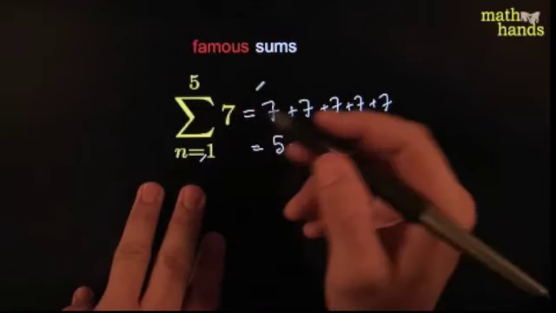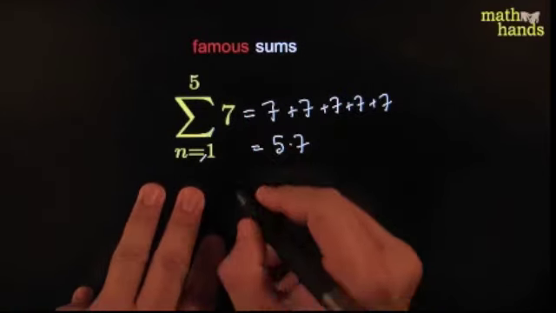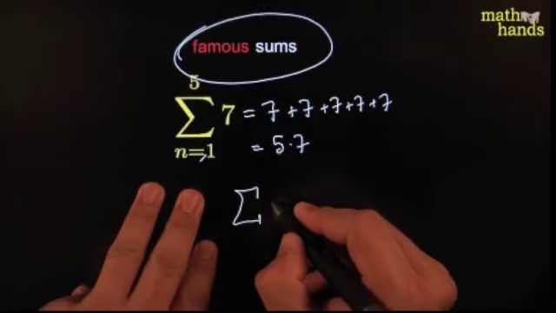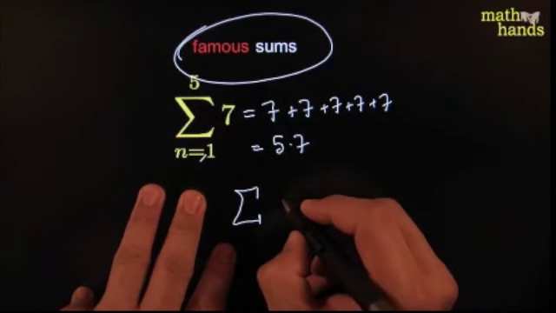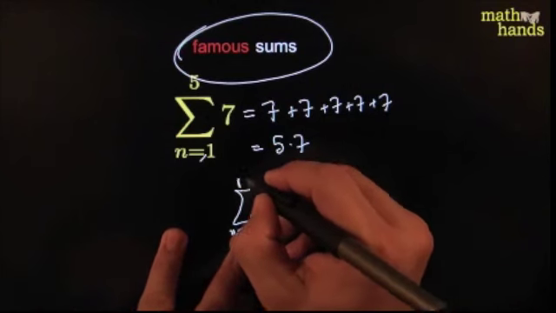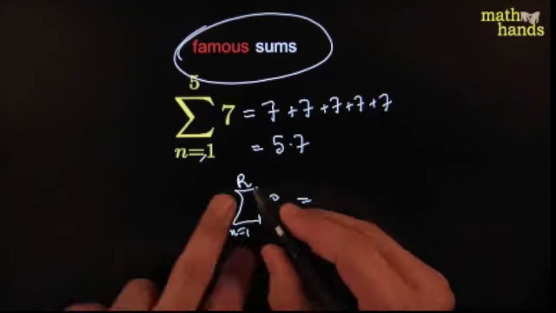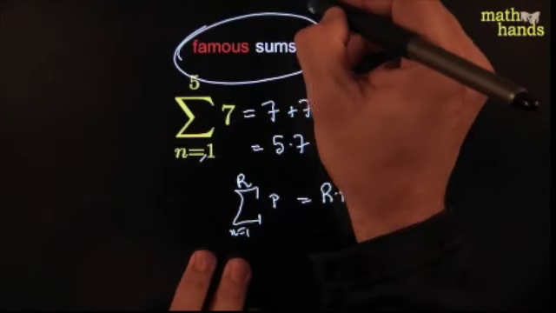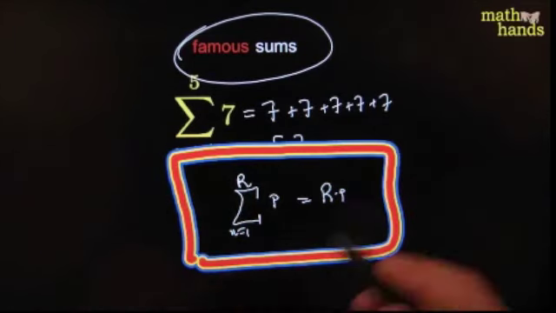This is a very easy property to generalize, and you could bracket it as one of the famous sums. You could say anytime I'm adding a constant, p, as n goes from 1 to r, then that's going to be the same thing as p plus p plus p plus p, r times. That's the same thing as rp. You could maybe put a little box around this one and say, hey, this one's famous. The sum of a constant.